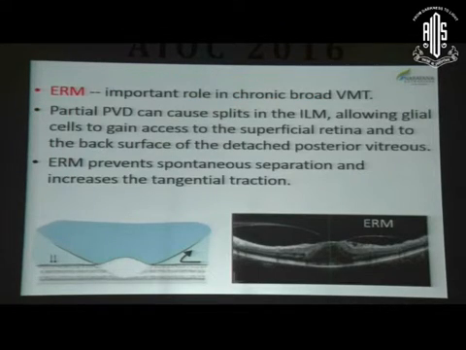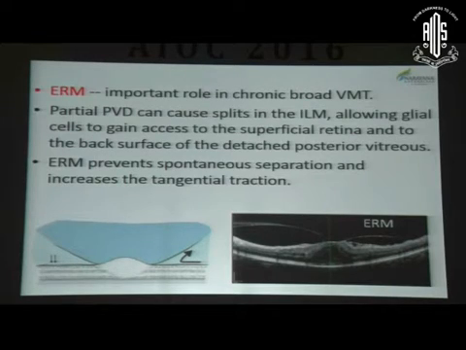The presence of ERM is important because the VMT will cause anterior-posterior traction and the ERM causes tangential traction. So both will play a part. And the partial PVD can cause splits in the ILM, allowing glial cells to gain access to the superficial retina and to the back surface of the detached posterior vitreous. So here you can see the IPVD has caused defects here, and through this glial cells are going onto the ERM and also onto the posterior surface of the vitreous. And ERM prevents spontaneous separation and increases the tangential traction.